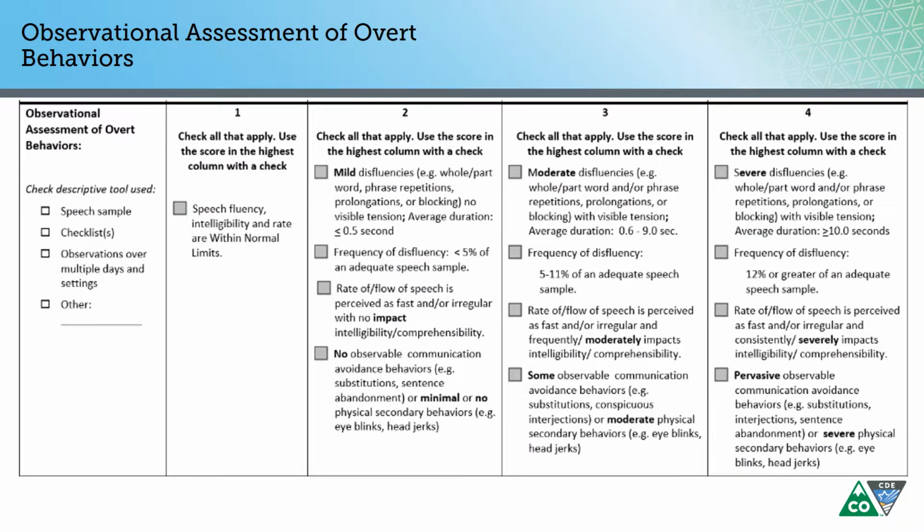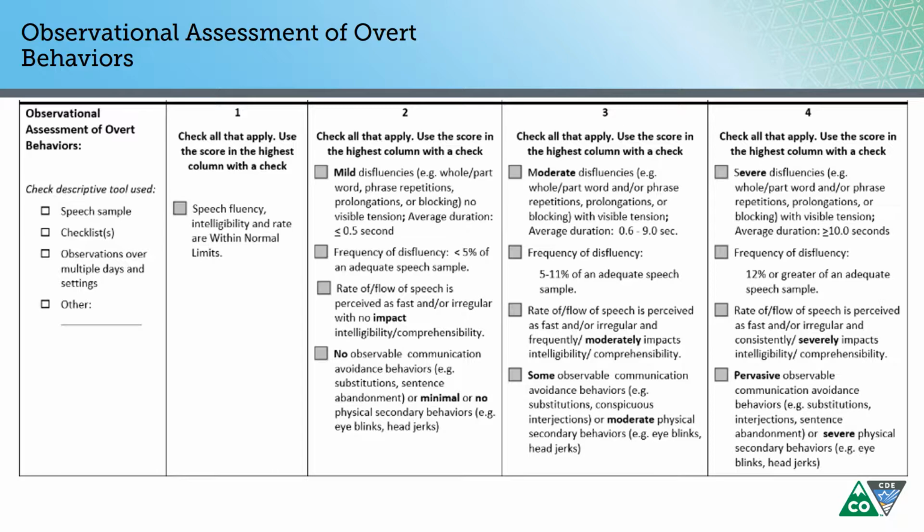When scoring the observational assessment of overt behaviors, the frequency, duration, and observable secondaries data can be taken from speech samples collected with a normative severity instrument, as well as from informal speech samples or observations over multiple days and settings. Average duration of disfluency should be calculated from the 3 longest disfluencies within the speech sample or observation.